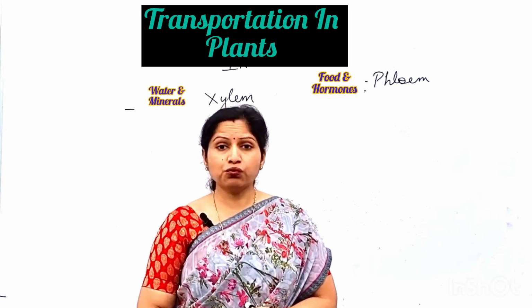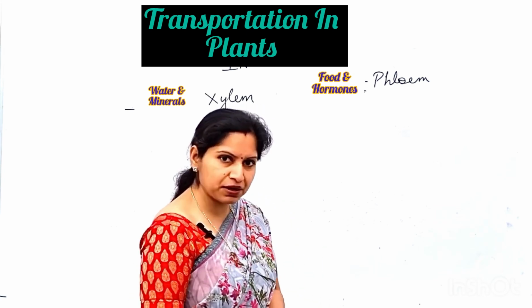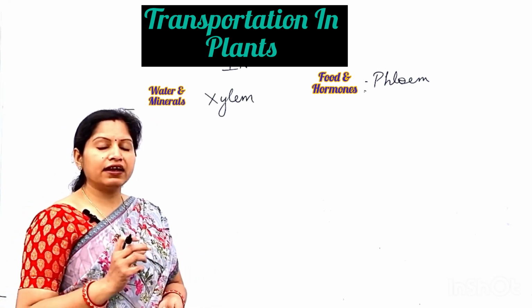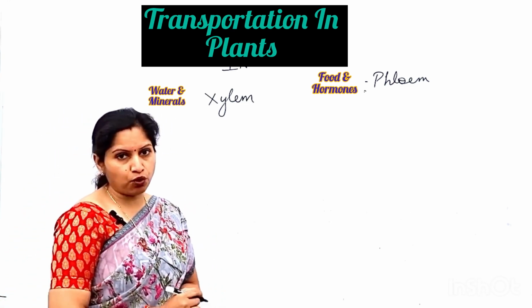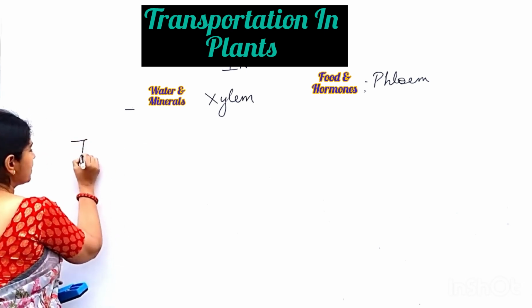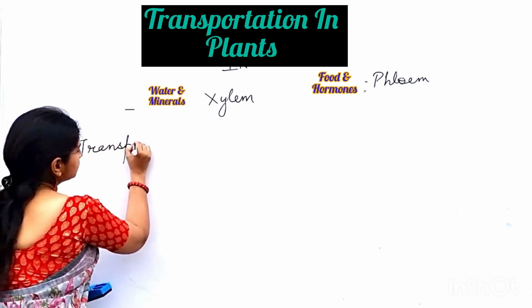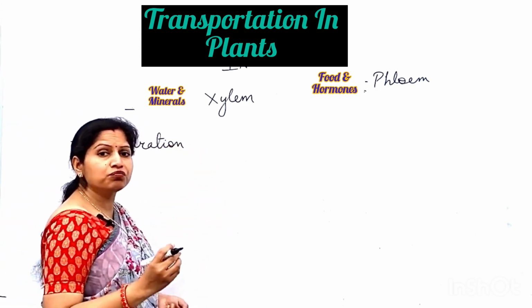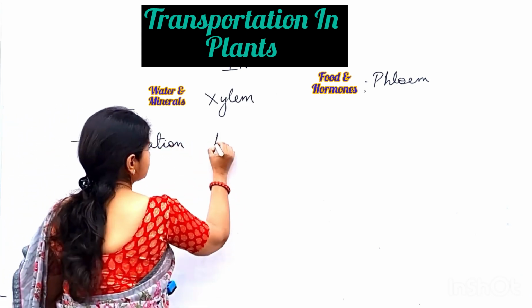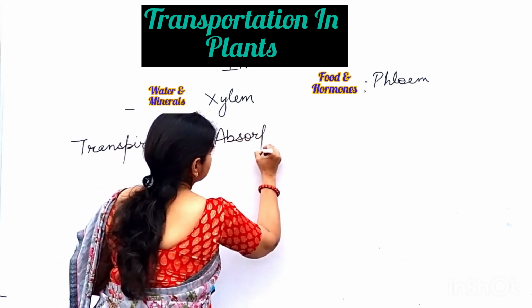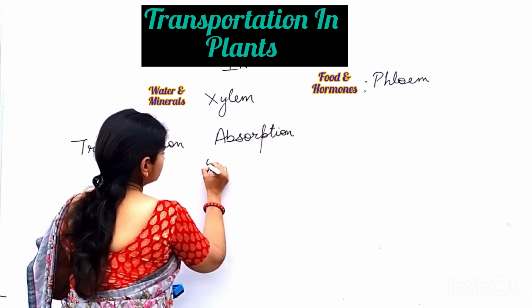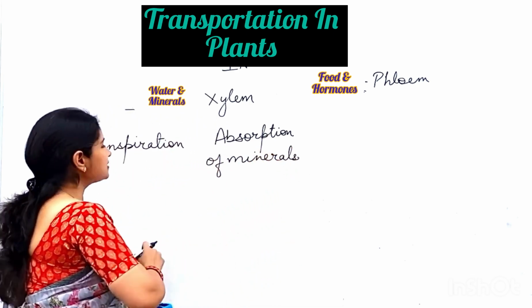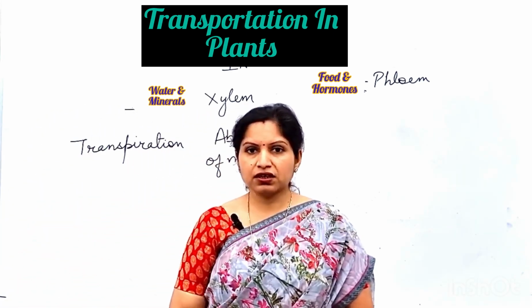How does this transportation of water as well as minerals occur in plants? Let's see that. For transportation of water and minerals, there are mainly two processes involved. Those two processes are transpiration and the second is absorption of minerals by the roots. First, let's discuss transpiration.